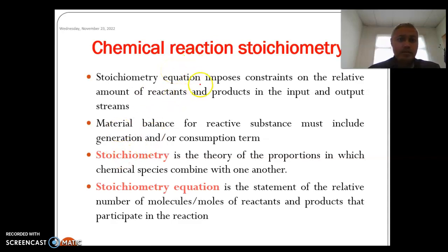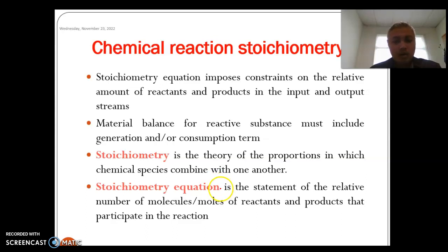For this lecture, we are going to learn about chemical reaction stoichiometry. Stoichiometry equation imposes constraints on the relative amount of reactants and product in the input and output streams. It is a theory of the proportion in which chemical species combine with one another. So, generally, what we need to have is a chemical reaction equation.